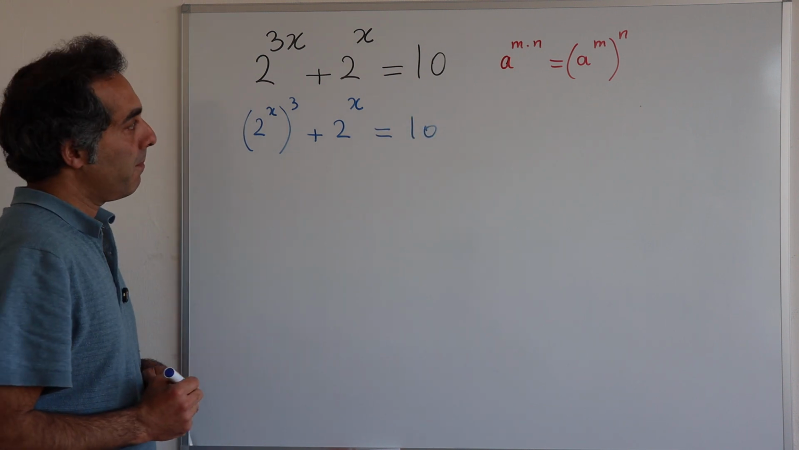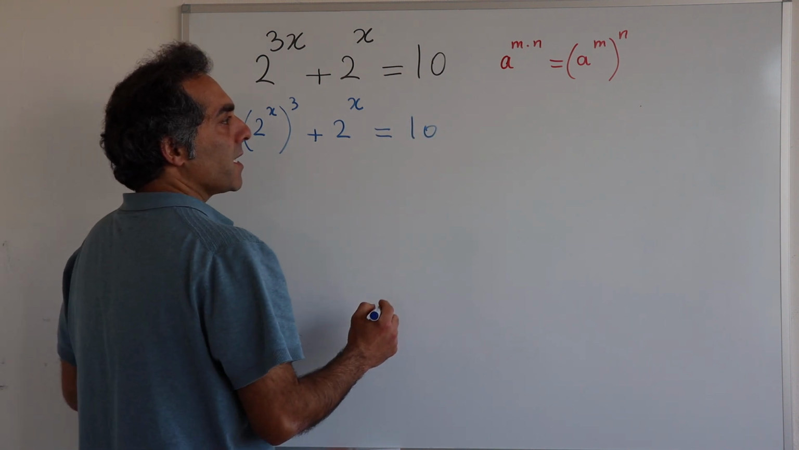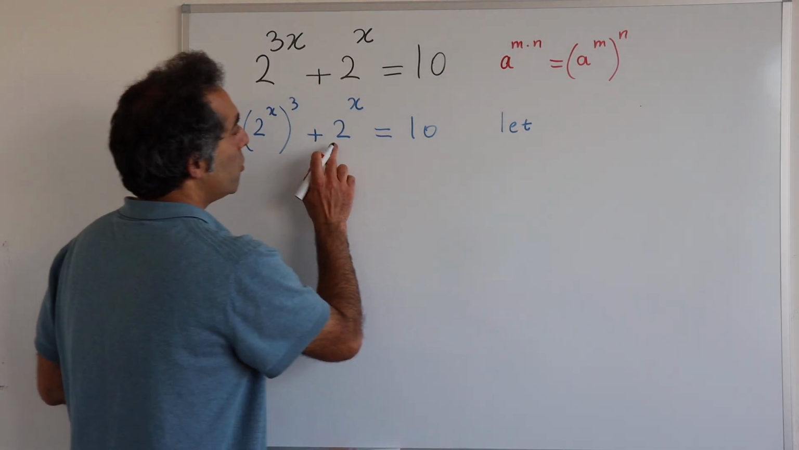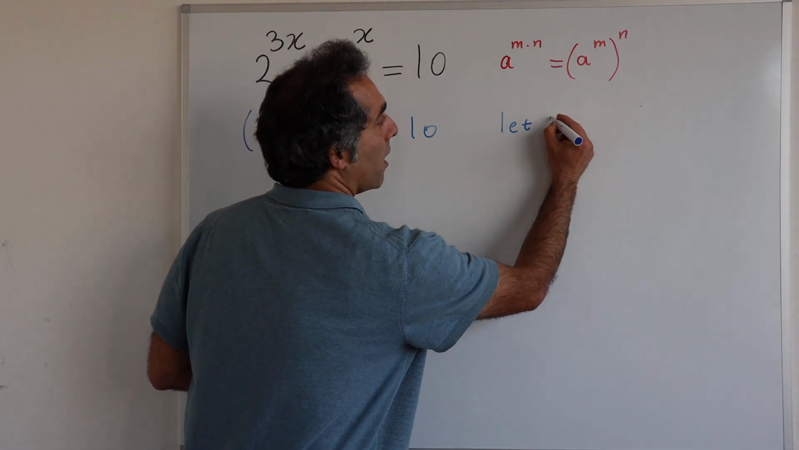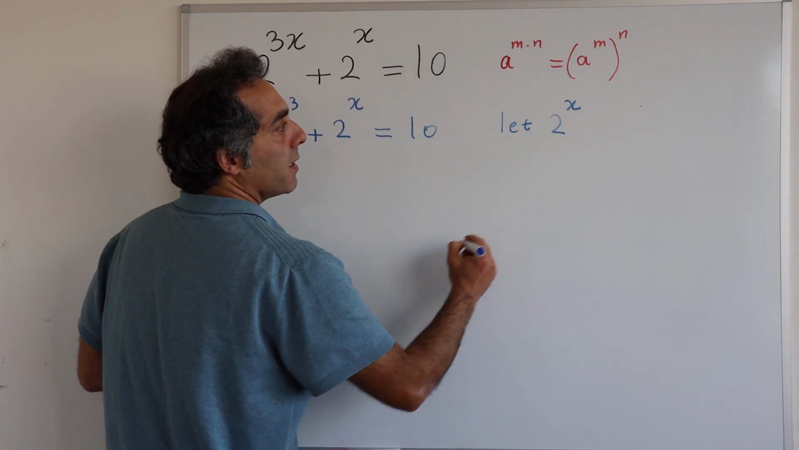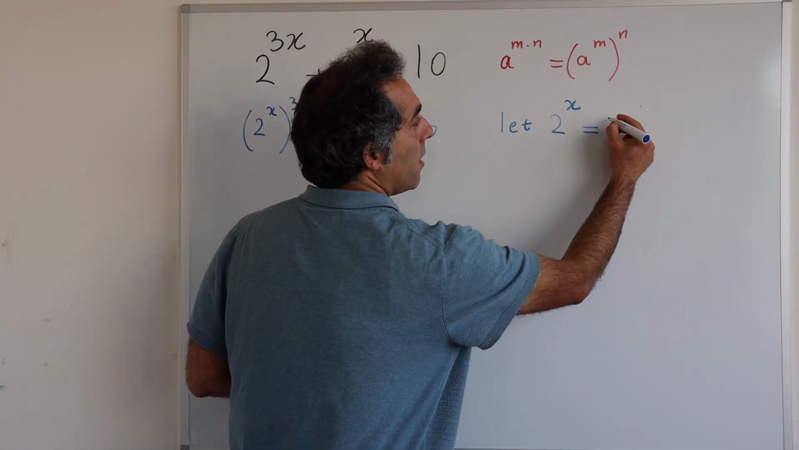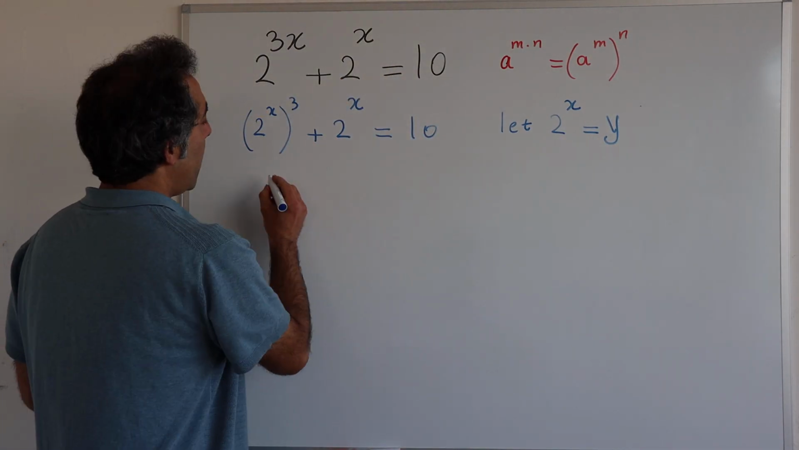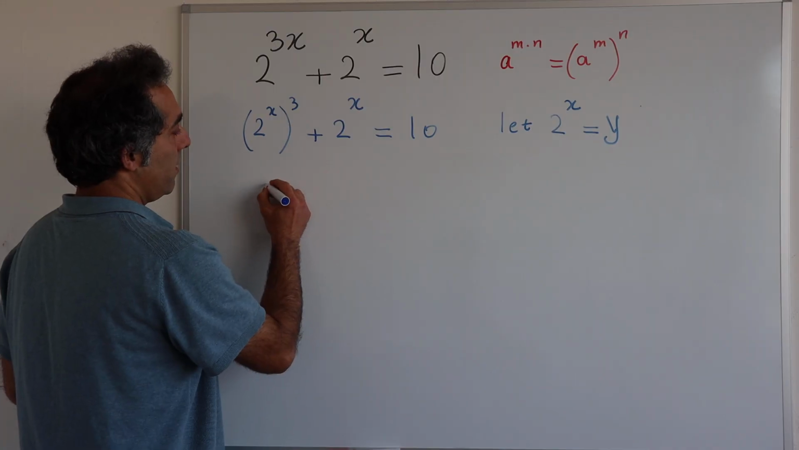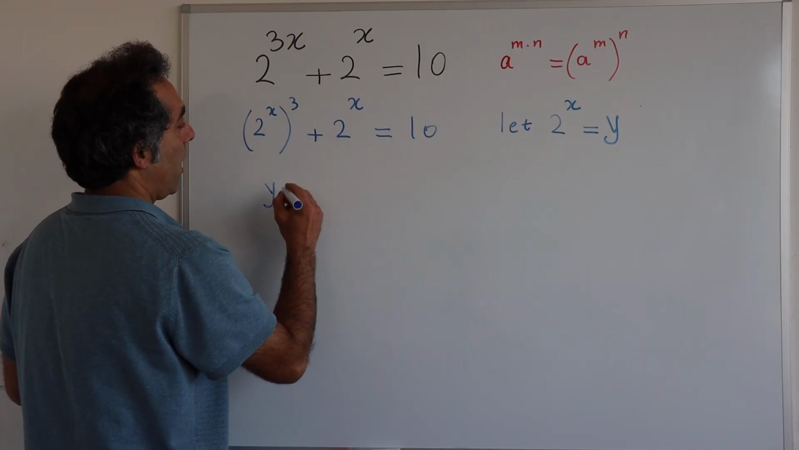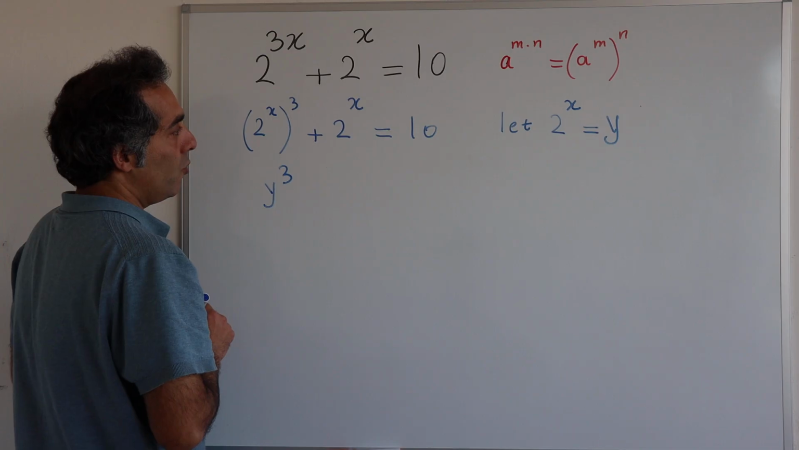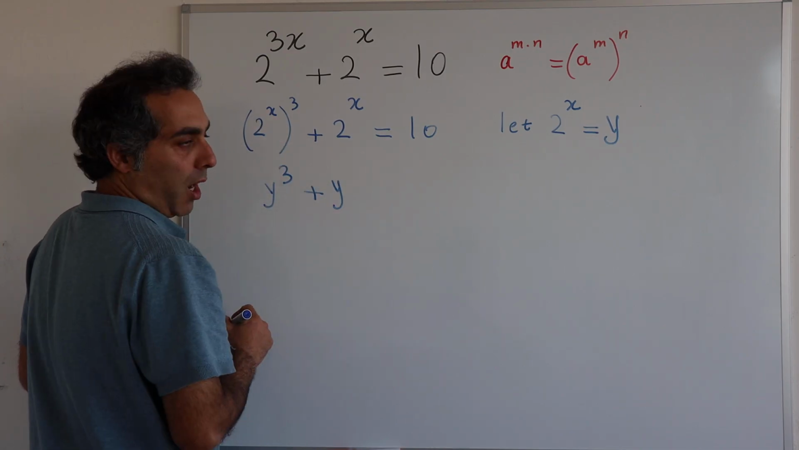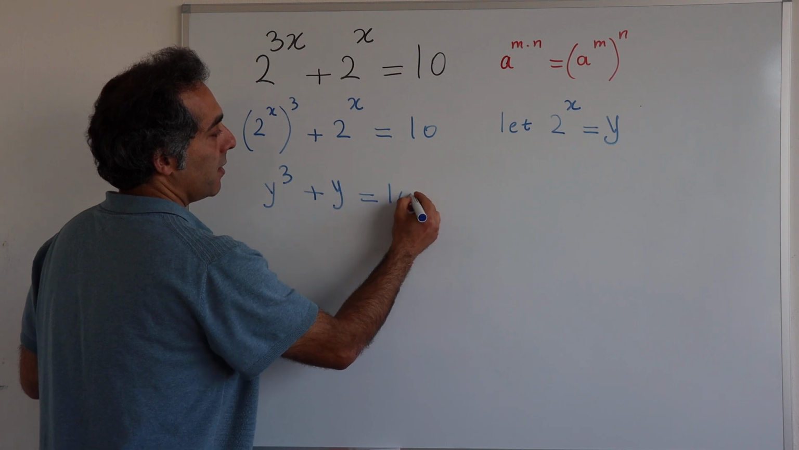equals 10. But it's very helpful if you let 2 to the power of x, because they are the same in both terms, be a parameter like y. I name it y here and rewrite this equation again based on this y. Now y cube plus y equals 10.